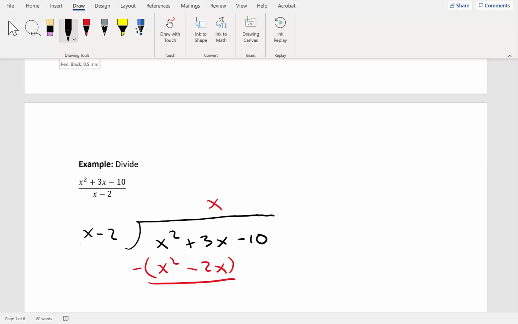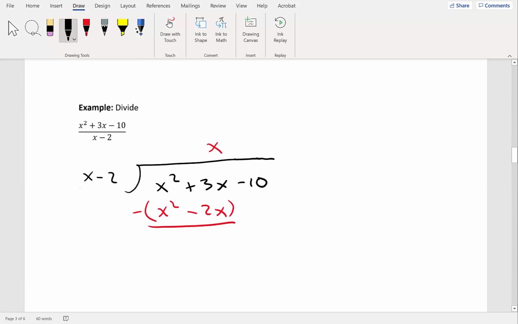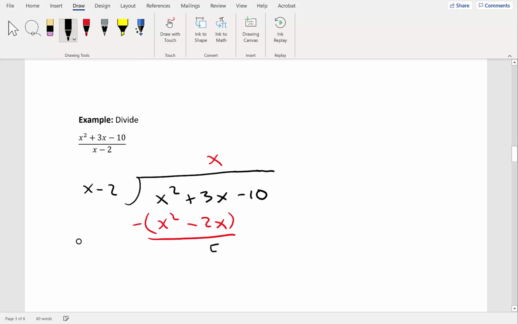And then I have 3x minus negative 2x. Be careful here because that minus minus changes into plus. So what I have is 3x plus 2x, which gives me 5x. After you subtract, bring down the next term, bring down the next number. And now you repeat the process.